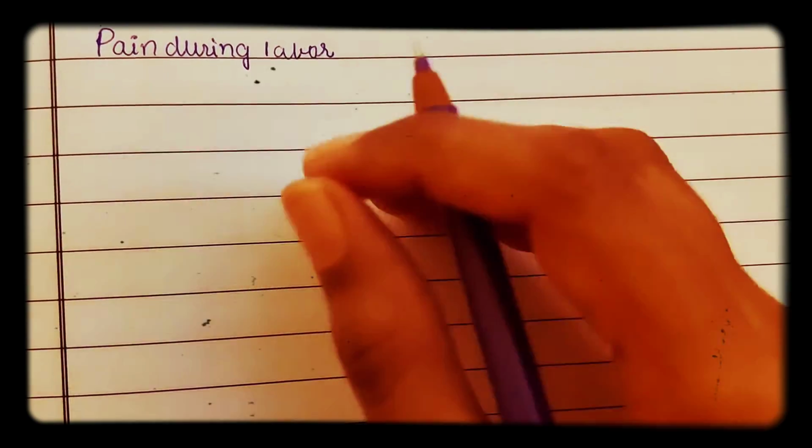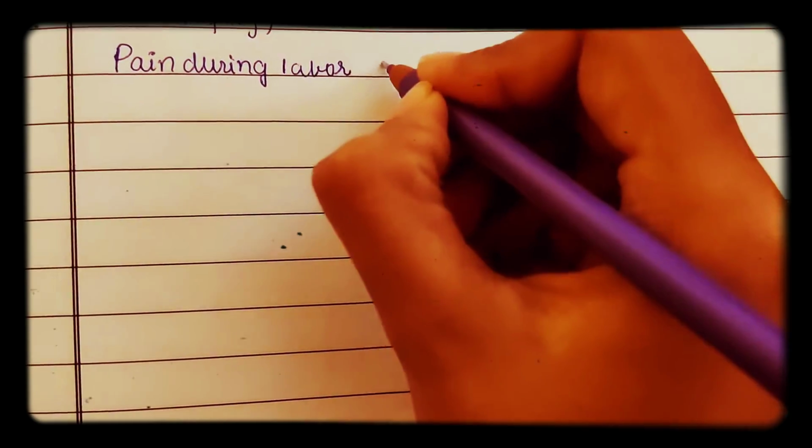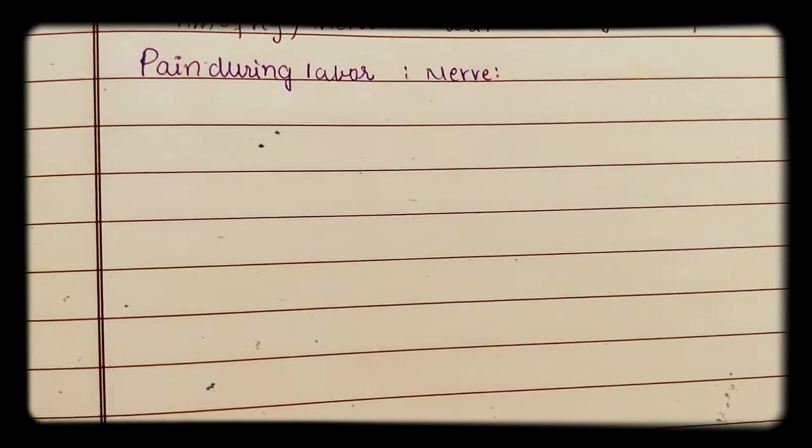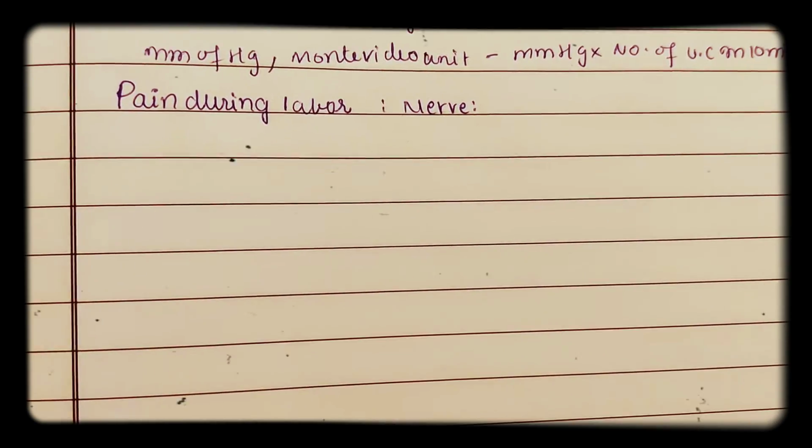Let us continue part 2 of normal labor. So let us start with pain during labor. Females have a lot of pain during labor. Why? Let us see. It is because of the nerve supply, because of the nerves which get irritated. So coming to the nerve supply, let us see the uterus.